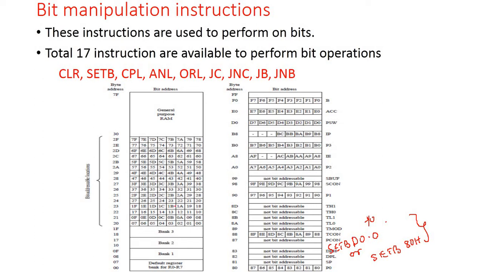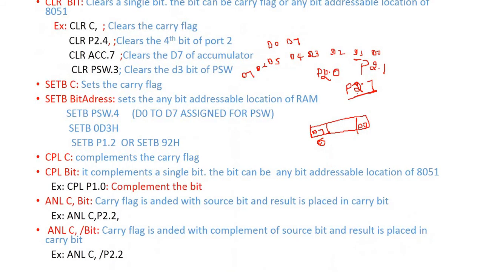But in the case of the locations from 20H to 2FH, we have to use the direct address. For example, if I want to set this memory location, that is bit 7, right? Then we have to use SETB 07H. Is it clear? So we have to use the direct address here.